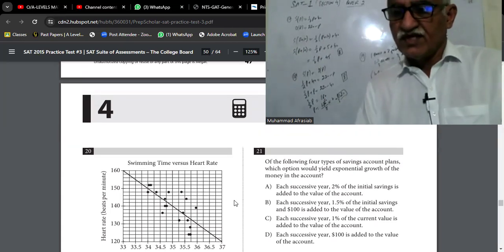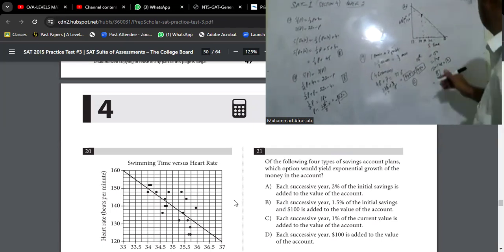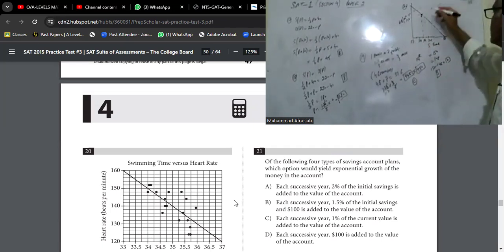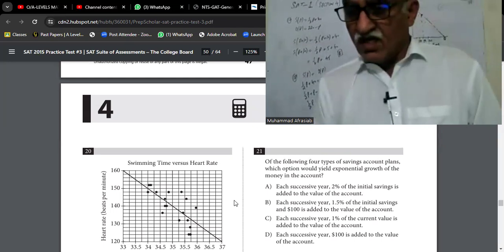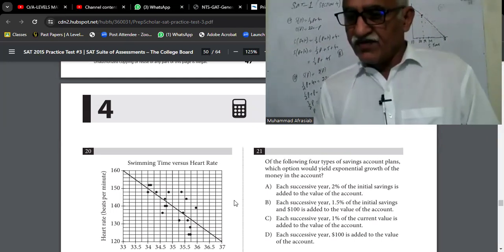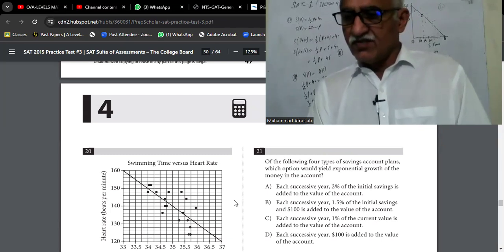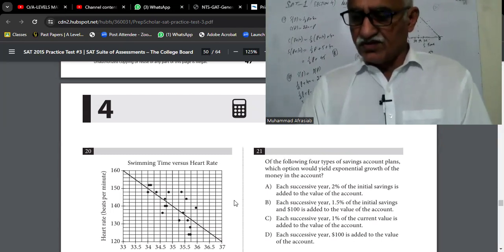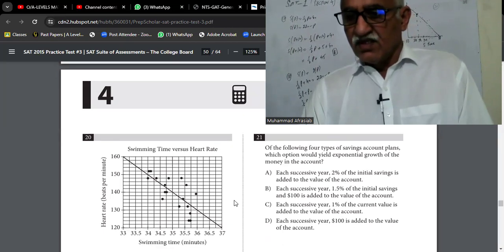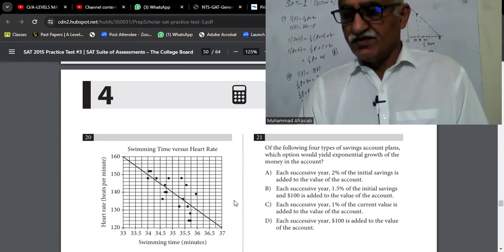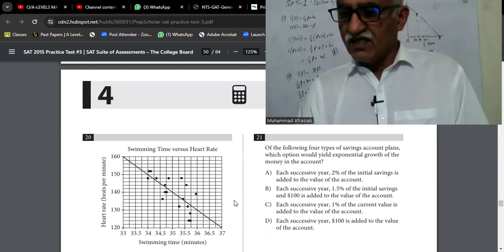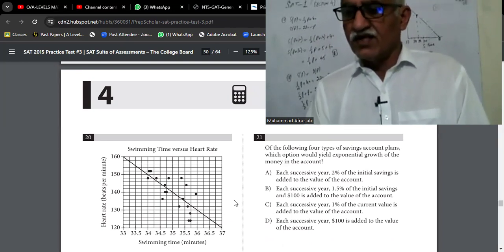Now question number 21. Of the following 4 types of saving account plans given, which would be the approximate growth of the money in this account? Each successive year, 2% of the initial account, because they are asking here about the exponential growth.